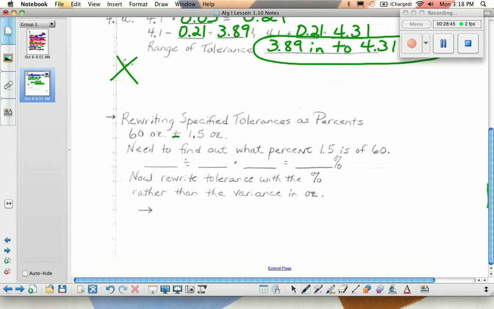But they want us to write it as a tolerance with percent, kind of like we just came from, 4.1 inches plus or minus 5%. So we've got to figure out what percent 1.5 ounces is of 60 ounces. How are we going to do that? Take 60 divided by 1.5. What's 60 divided by 1.5?